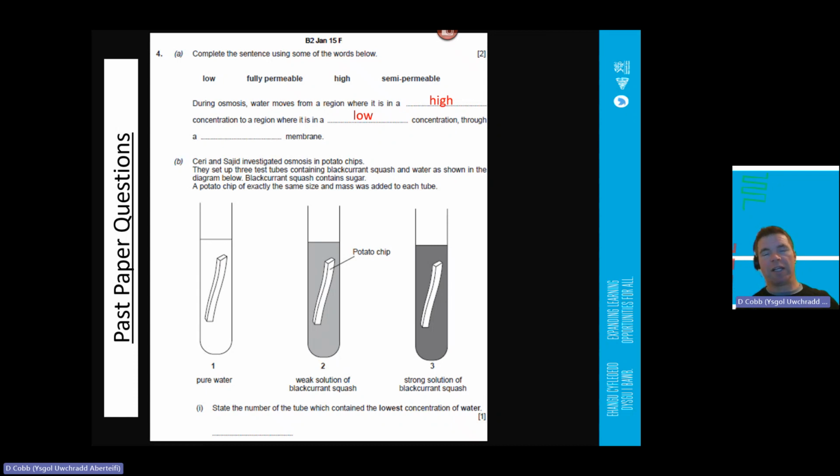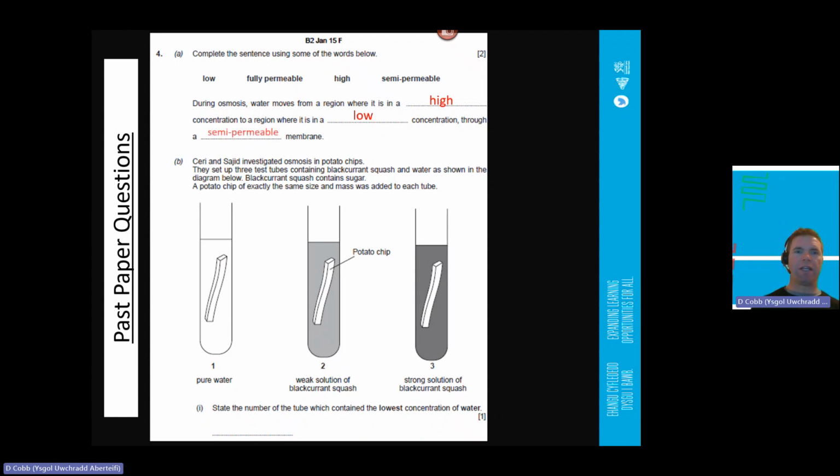And I would always penalize pupils when I'm marking if they don't say it here, so water moves from a region of high water concentration to low water concentration. If they don't say the water and there's any ambiguity, I don't give the mark, because that looks a lot like diffusion, and this is not diffusion. This is a special case of diffusion with water involved. So if you're going to talk about water concentration or high to low water concentration, make sure you include the word water.